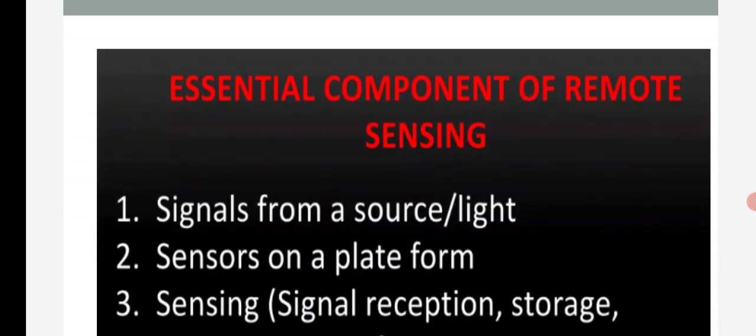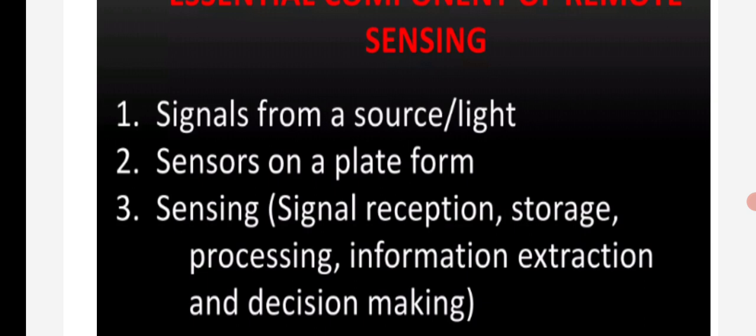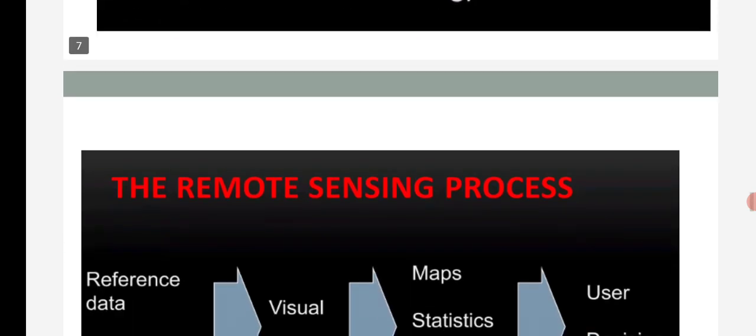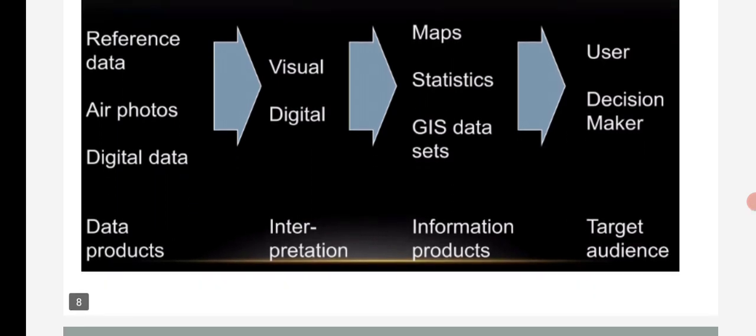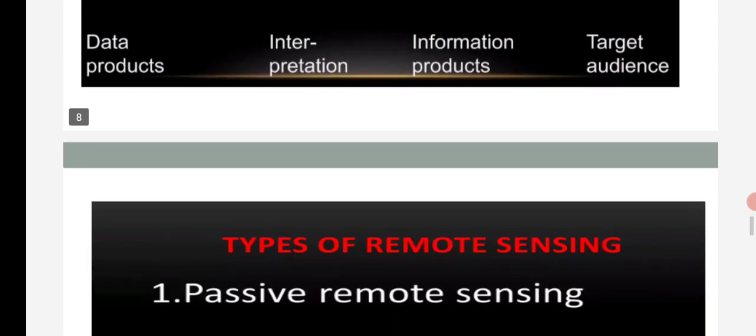The essential components of remote sensing are: signal from a source or light, sensor on a platform, then sensing or signal reception, storage, processing, information extraction and decision making. In the remote sensing process, reflection of data, air photos and digital data can move on to the visual and digital forms. Then it can move on to maps, statistics and GIS data sets, and user decision making. So it can be categorized into four parts: data product, interpretations, information product and target audience.